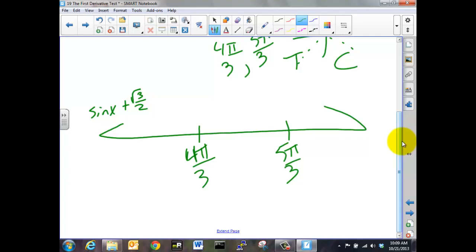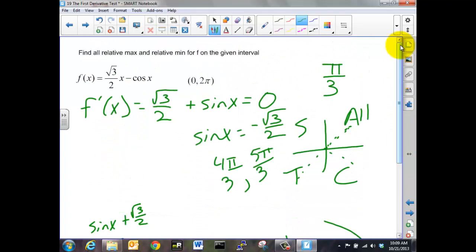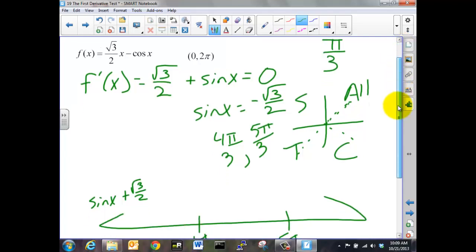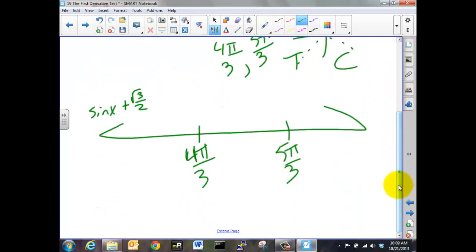Well, what's less than 4 pi over 3? Pi. 0 is, but can we use 0? No, because it's what is right there in parentheses. So let's use pi. What's the sine of pi, anyone? 0. What's 0 plus a positive number? Positive. The function's positive.